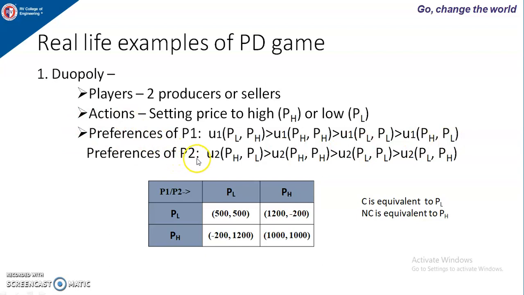The preferences of player 2 will be player 1 setting the price too high and player 2 setting a low price, where all the customers will move to company 2 and he gets a profit of 1200, over both the companies setting the price too high, over both the companies setting the price too low, over company 1 setting the price too low and company 2 setting the price too high. Here the action C of the prisoner's dilemma game is equivalent to PL and NC is equivalent to PH.